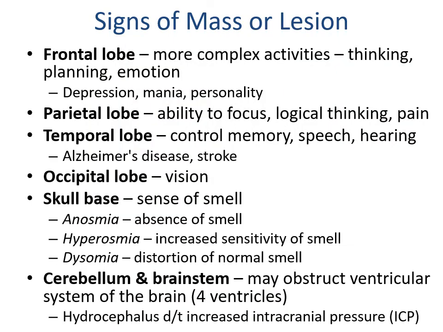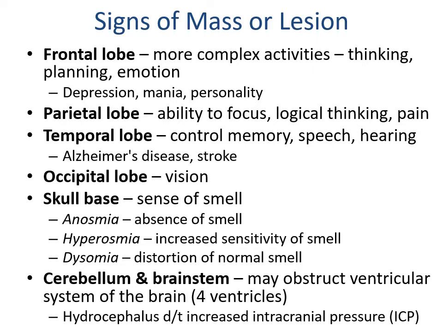So the frontal lobe is for more complex activities: thinking, planning, emotion. It's typically described that the frontal lobe is really personality, so who you are as a person. Defects or damage to the frontal lobe can result in depression, mania, and changes in personality as observed. The original case study for that is Phineas Gage. The parietal lobe handles the ability to focus, logical thinking, and experiencing of pain.